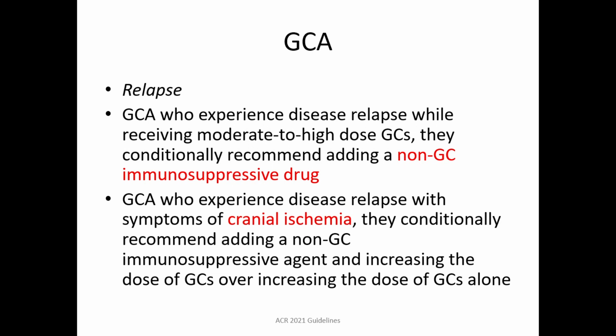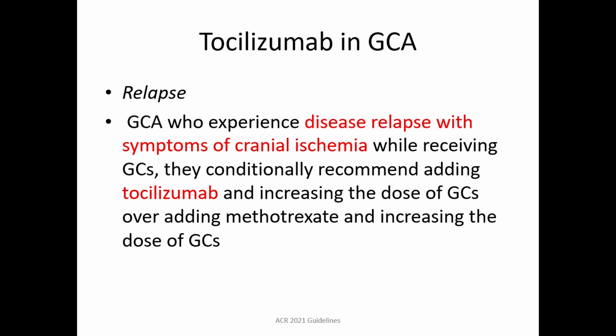In GCA patients who experience disease relapse while receiving moderate to high dose glucocorticoids, they conditionally recommend adding a non-glucocorticoid immunosuppressive therapy. If there is cranial ischemia, then adding a non-glucocorticoid immunosuppressive agent and increasing the dose of glucocorticoid is recommended, rather than increasing the dose of steroid alone. So obviously, if your patient has got active symptoms and there is evidence that the GCA is active, then steroid alone is not the way forward. You will be giving a combination.